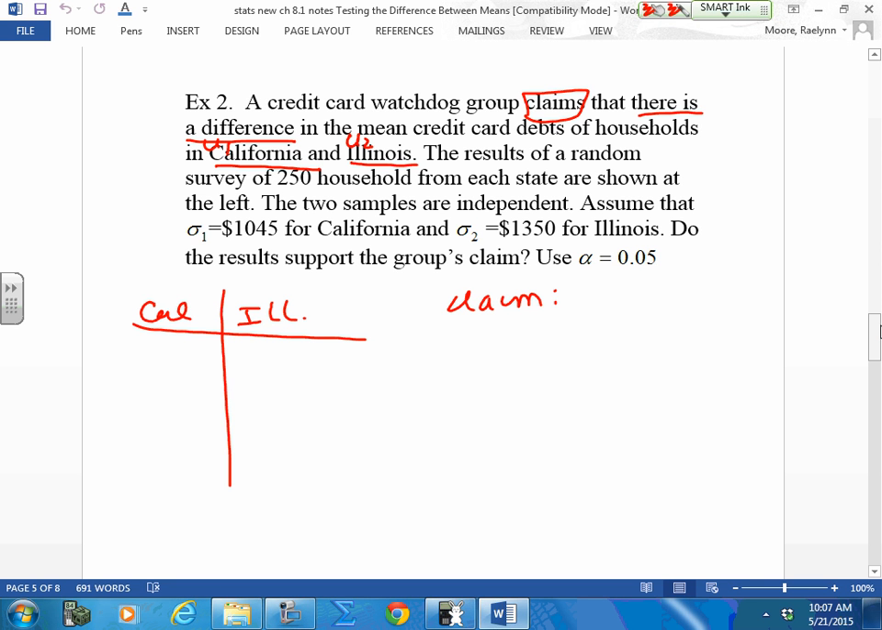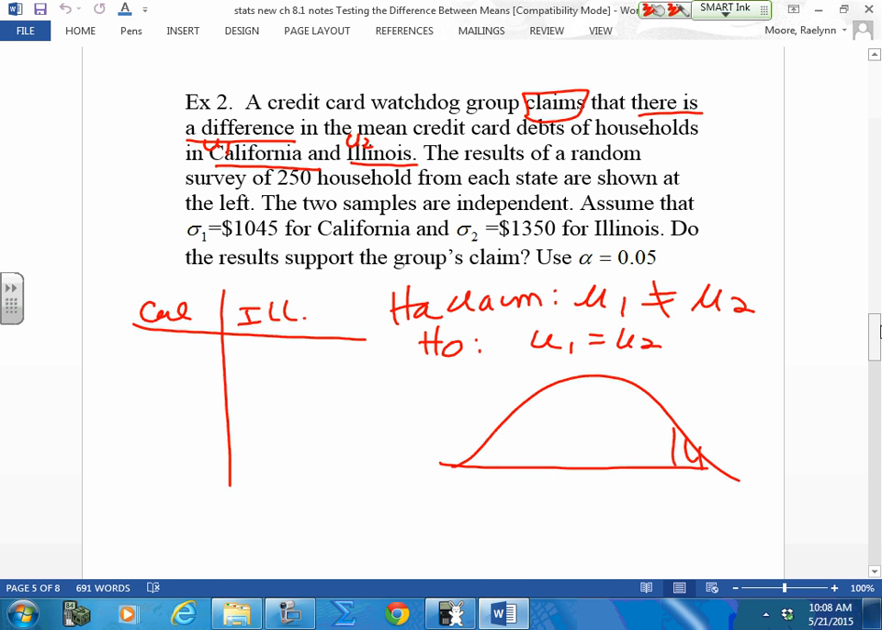So if we're different, are we equal or unequal? U1 is not equal to U2. That's HA, and the H0 is the complement. They're equal. So what tail test do we have according to the HA? Two tail test.